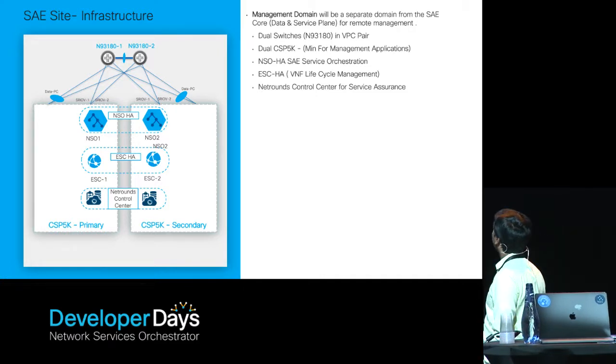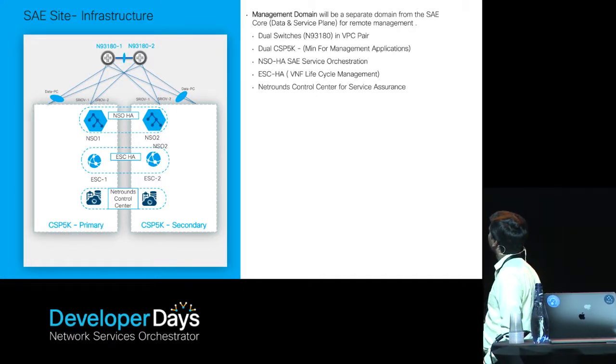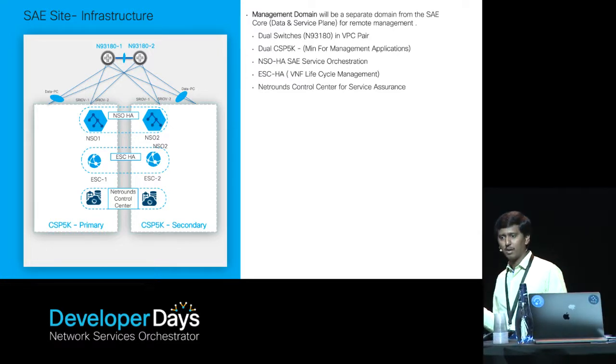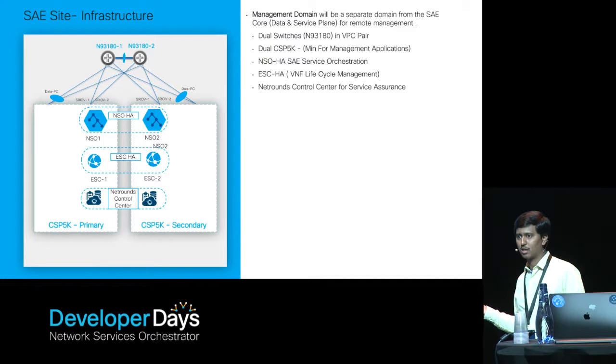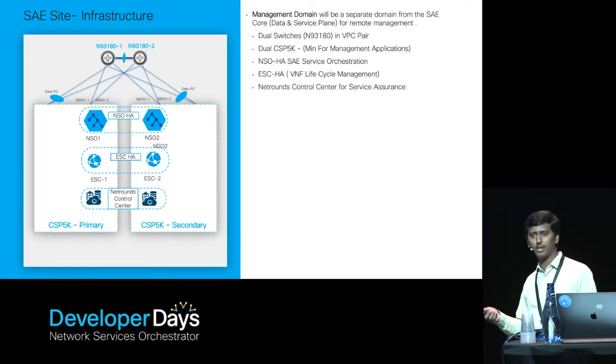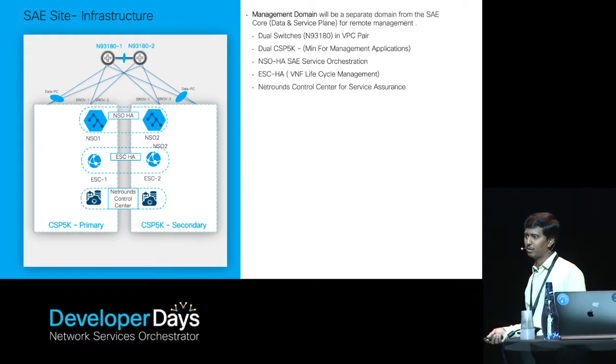So what does the site infrastructure look like? We have the Nexus 9K switches in a VPC pair connected to your compute hosts in the infrastructure. Then you have your NSO and ESC, along with the assurance from Netrounds Control Center, to be spun up and readily available for you to deploy your services.